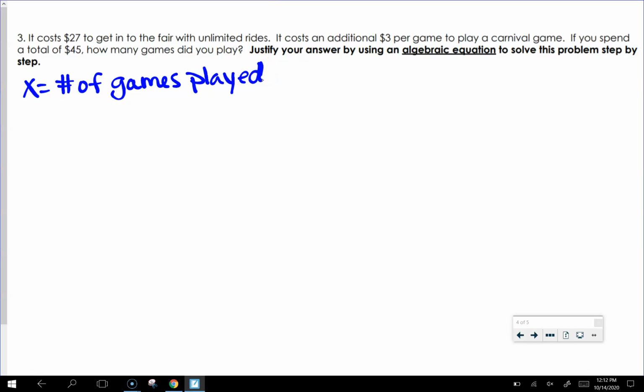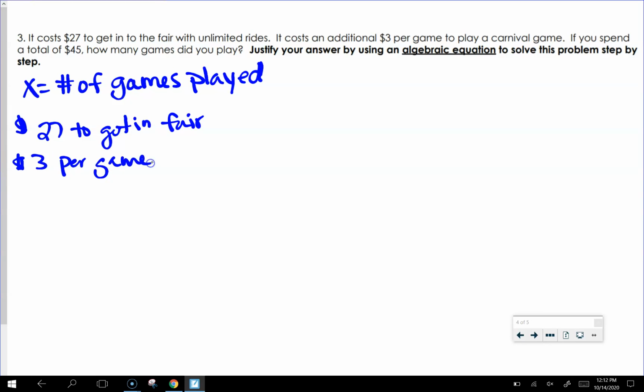Okay, so I need to write an equation. 27. That's important. $27 is to what? Is to get in the fair. How else are we spending money? The games. How much is it per game? There's $3 per game. All right, what other information do I know? Good, we have a total of $45. Okay, so those are the pieces we're going to use to write my equation.